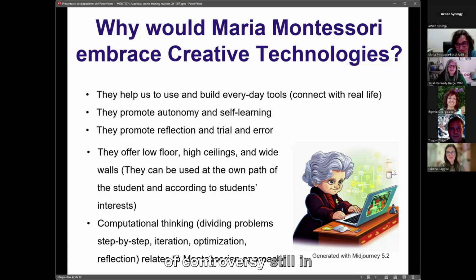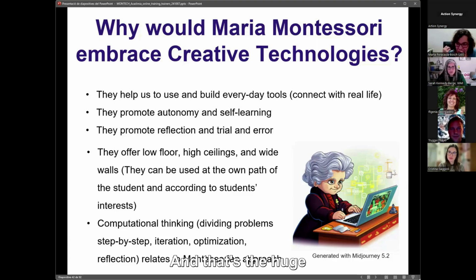There's still a lot of controversy in the Montessori world about technologies and how they're supposed to be used and when they should be used and so on. But in the way we're discussing technologies through the Montec project, they're just hands-on, active learning tools, just like anything else in the Montessori classroom. So the way we use it, we're not passive, just consuming technology, but we're active users.